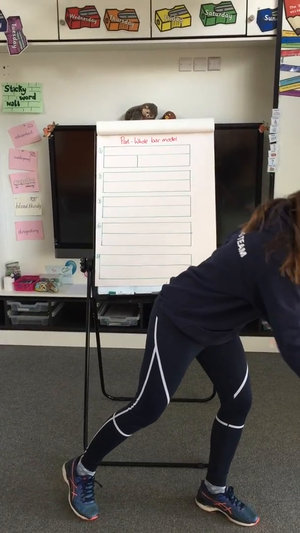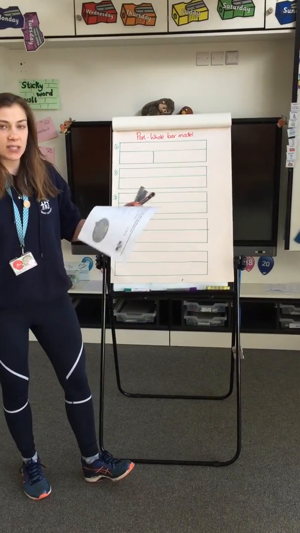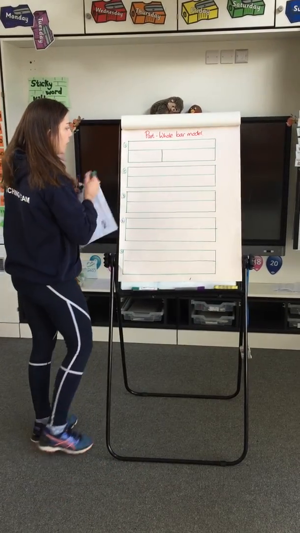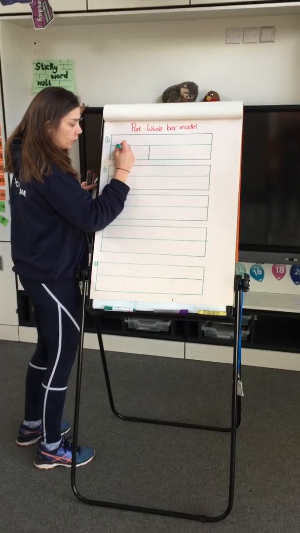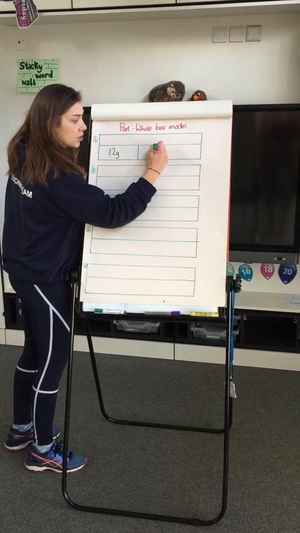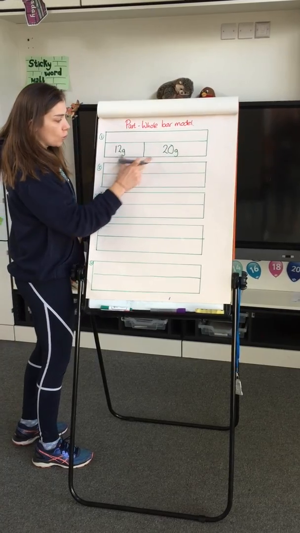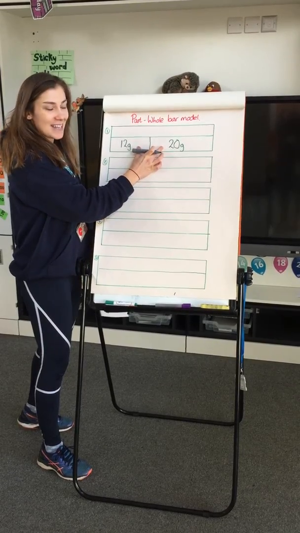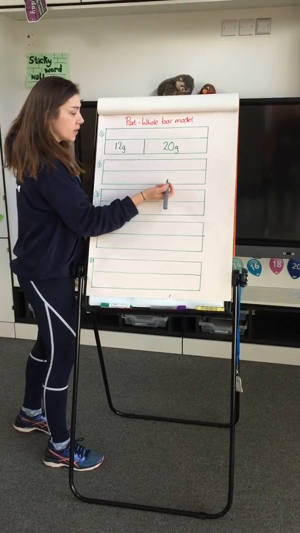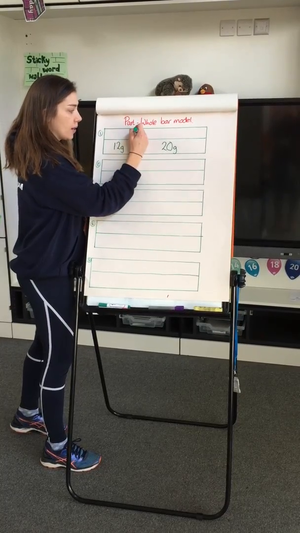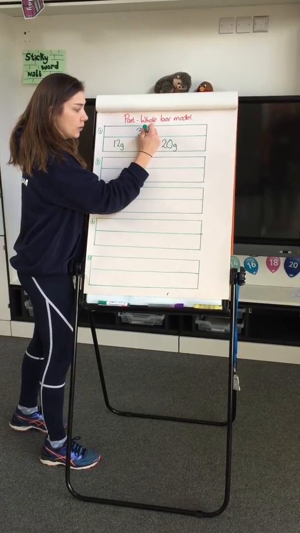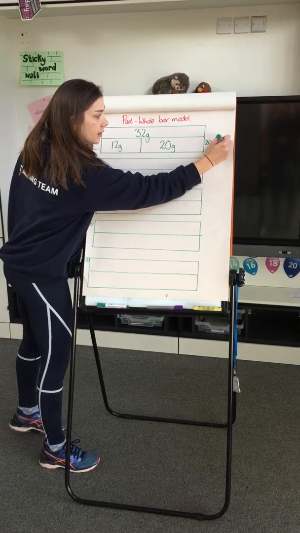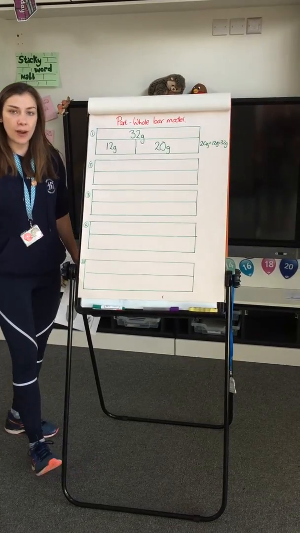So for this example, I know an apple weighs 12 grams and an orange weighs 20 grams, and I need to know what they weigh all together. So I know my parts. I know my first part, my apple weighs 12 grams, and my orange weighs 20 grams. So I need to find out what they are all together. That word all together tells me I need to add these masses together to find out the value of the whole. 20 grams add 12 grams is 32 grams. So my whole is going to be 32 grams. And I could write 20 grams add 12 grams equals 32 grams to show how I worked it out.